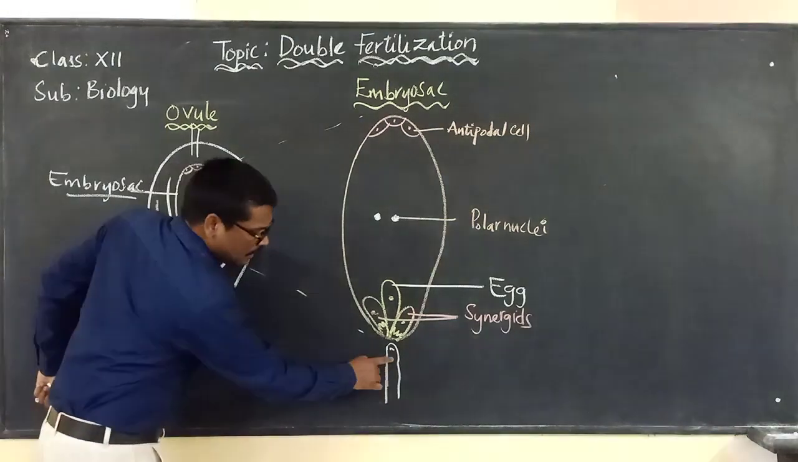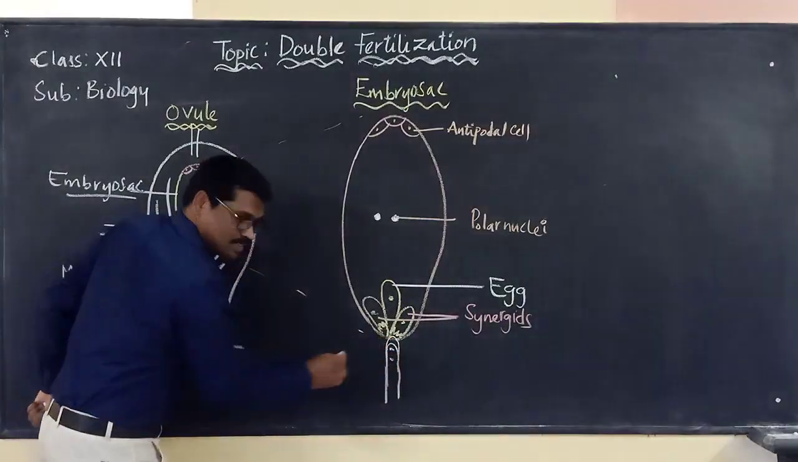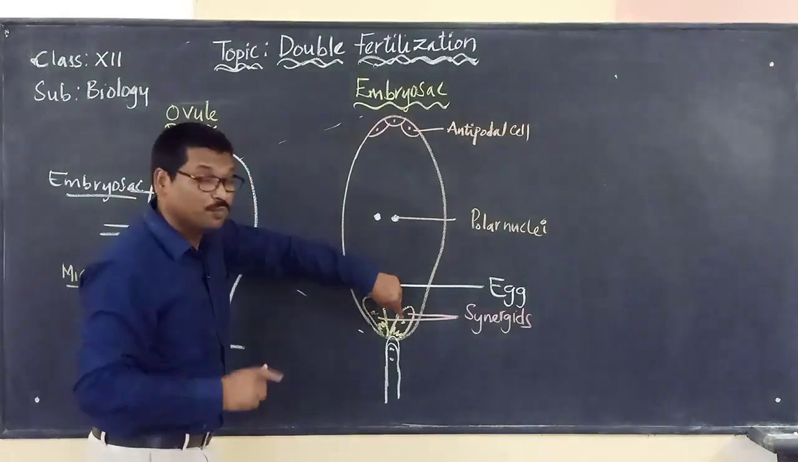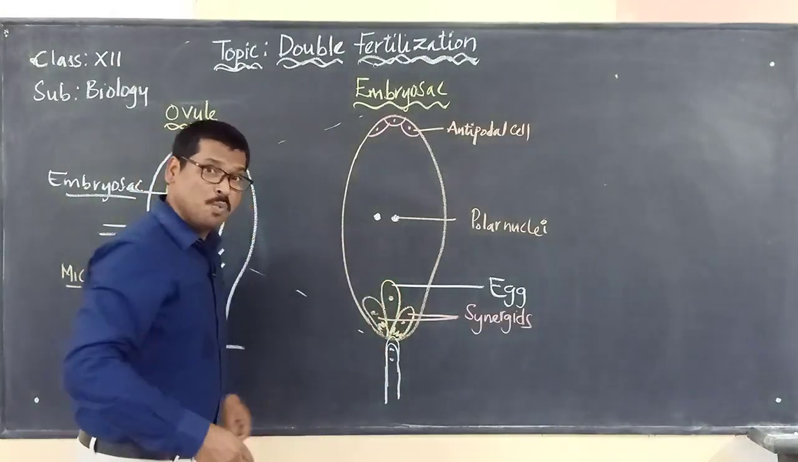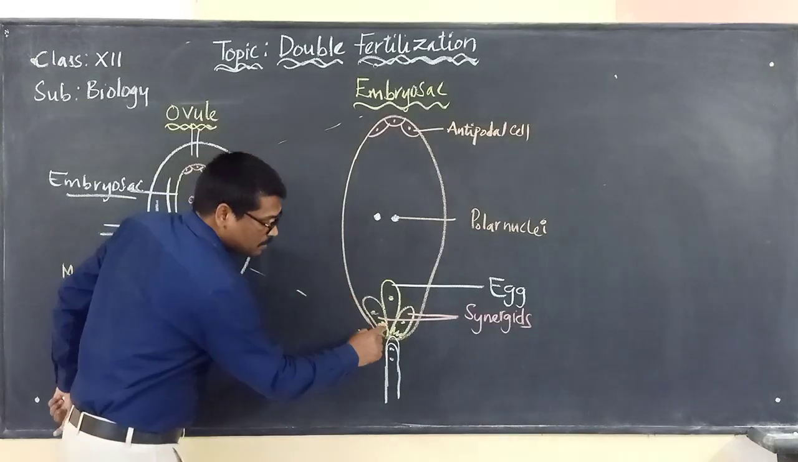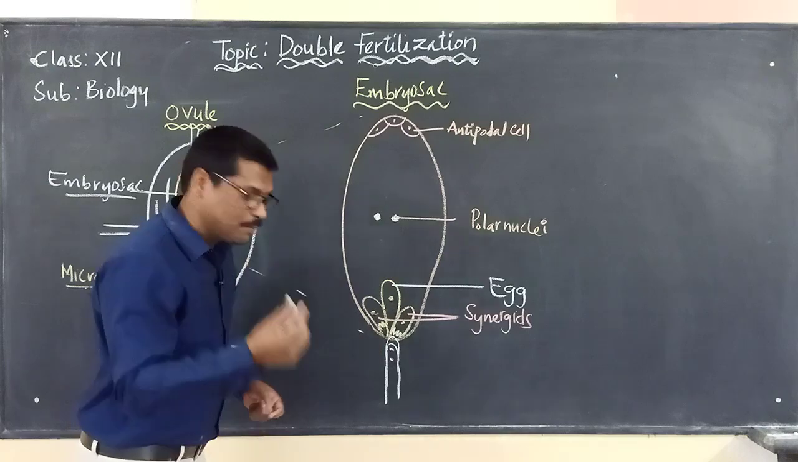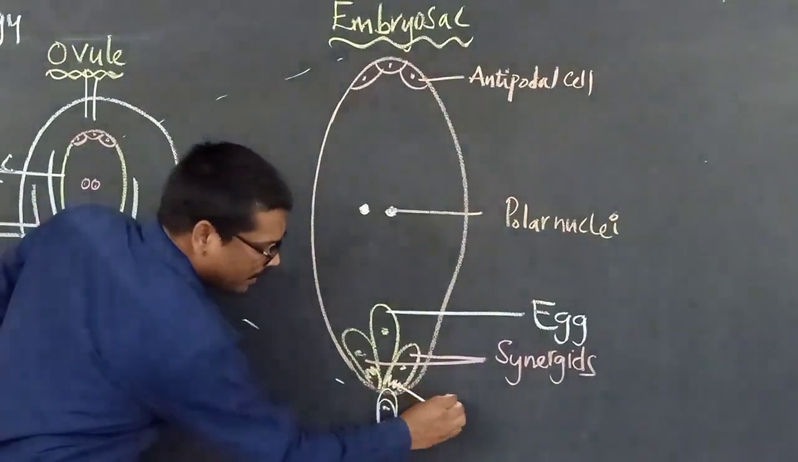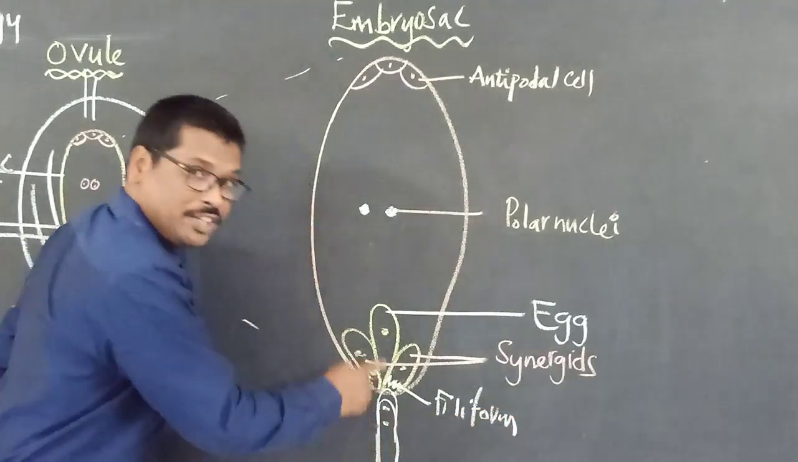So let us say here the pollen tube is entering. As soon as the pollen tube enters, into what did we say? Into one of the synergids. Please remember that it is into one of the synergids. How is it entering into the synergid? Please remember this particular filiform apparatus has the ability to attract the pollen tube.